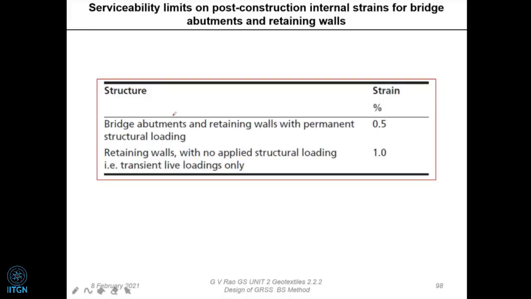So there is a possible creep of the reinforcement. The limit they have placed is that it should not be more than 0.5% for different kinds of structures. It is 0.5% strain of the original, total strain. That is 0.5 to 1: normal walls is 1 and abutment is 0.5%.